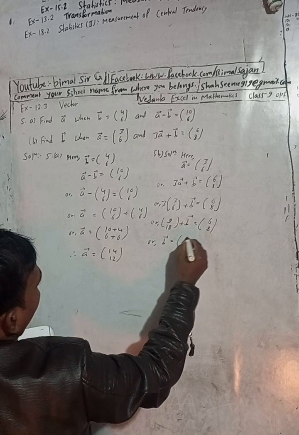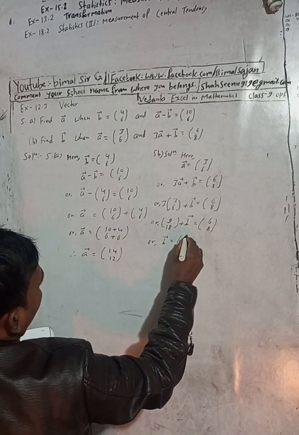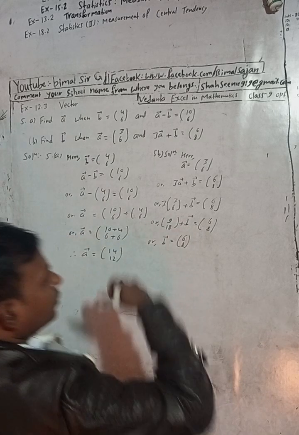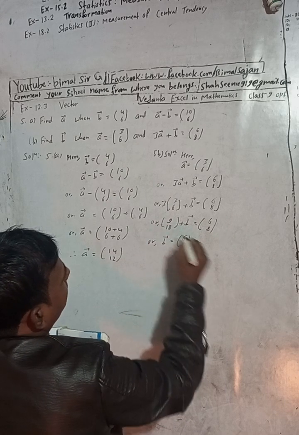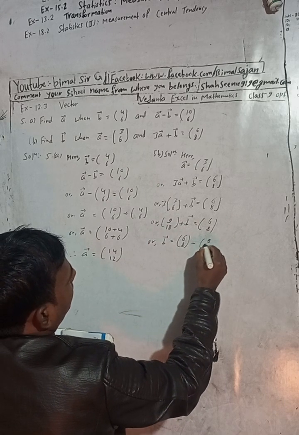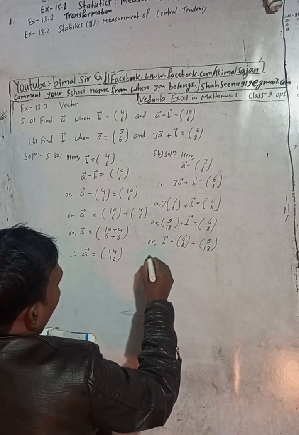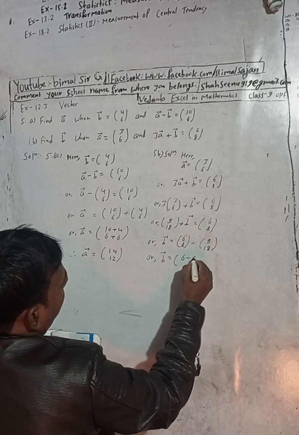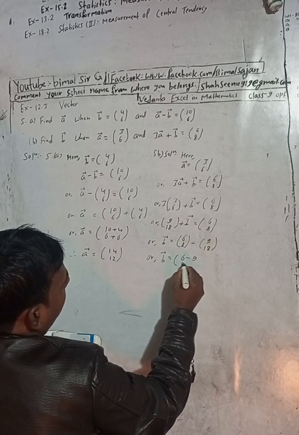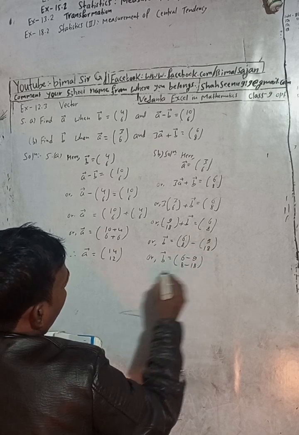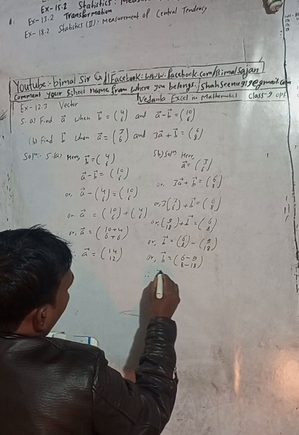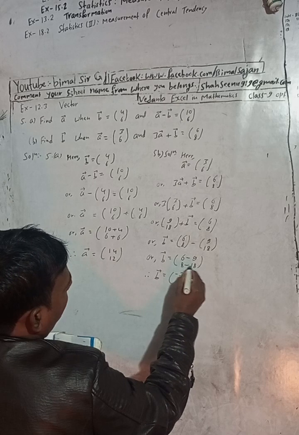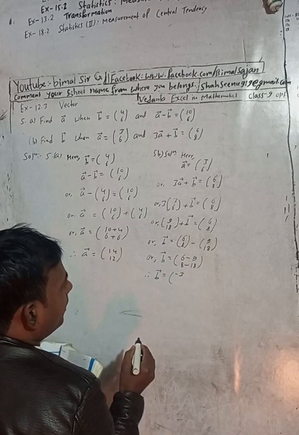So this B vector is equal to 6, 8, and this is 9, 18. When it goes to the other side, this will be what? This has no sign, means it is plus, so it will be minus 9, 18. Now B vector is equal to 6 minus 9, 8 minus 18. Therefore B vector is equal to 6 minus 9 is minus 3, and 8 minus 18 is minus 10.